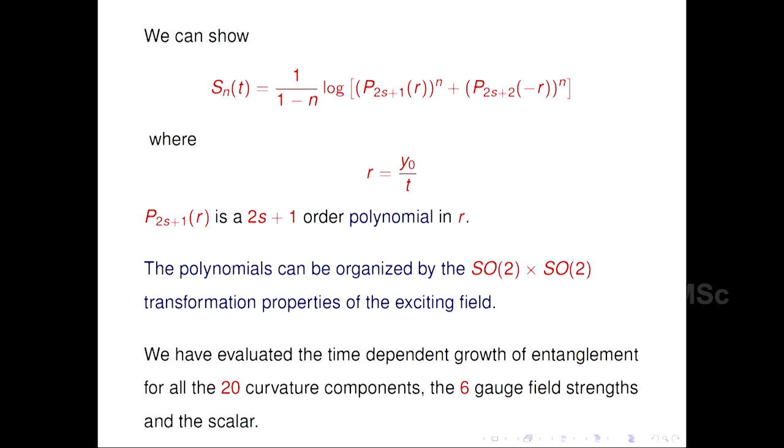What is interesting is that you can organize the entanglement change in terms of 2s+1 order polynomials in y and t. That's the only variable you have, the y and the time at which it hits. For each field, which has some particular representation, there is a very nice polynomial structure. And we evaluated this time-dependent growth for all these components of the gravitons, as well as gauge fields.